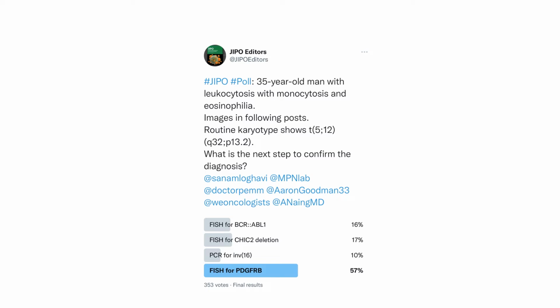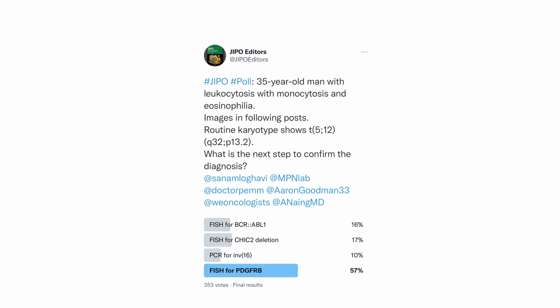FISH for deletion of CHEK2 is actually used to diagnose myeloid neoplasms or myeloid and lymphoid neoplasms with PDGFR alpha rearrangements. PDGFR alpha rearrangements are typically cryptic, meaning they are not seen on a routine karyotype, and so you either have to perform FISH to detect the deletion of CHEK2, which leads to a rearrangement of PDGFR alpha, or to use PCR. PDGFR alpha rearranged cases are also associated with eosinophilia.